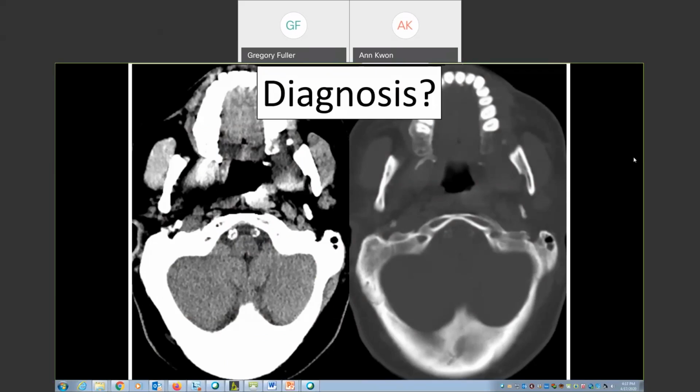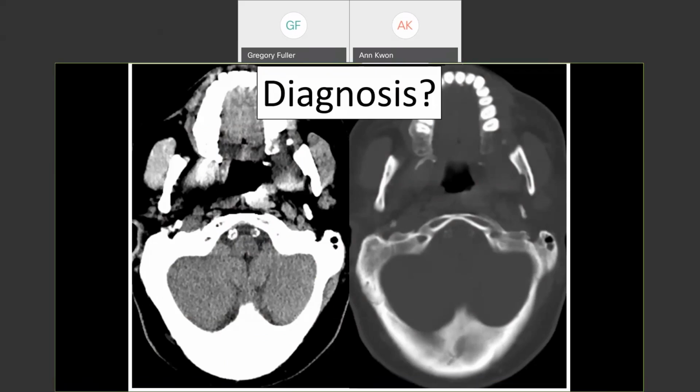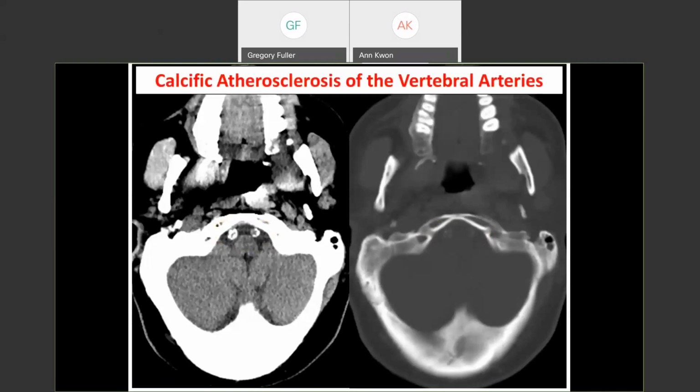Everybody looking at that? Okay, let's see if we can get a hint. Hang on just a second. There we go. Here's a hint, circling the area of interest. And yep, calcific atherosclerosis of vertebral arteries.